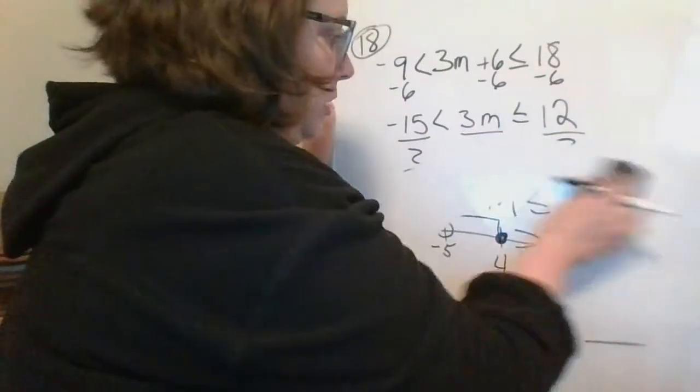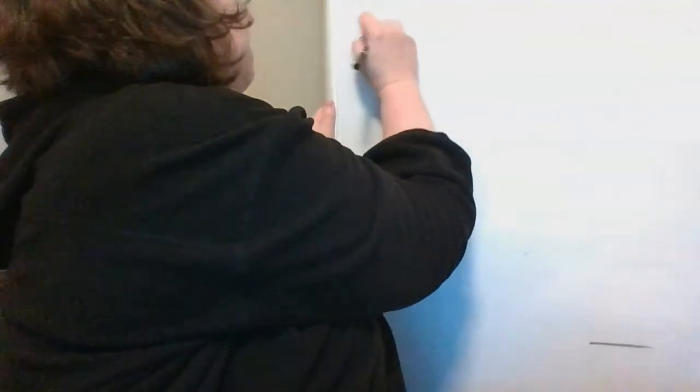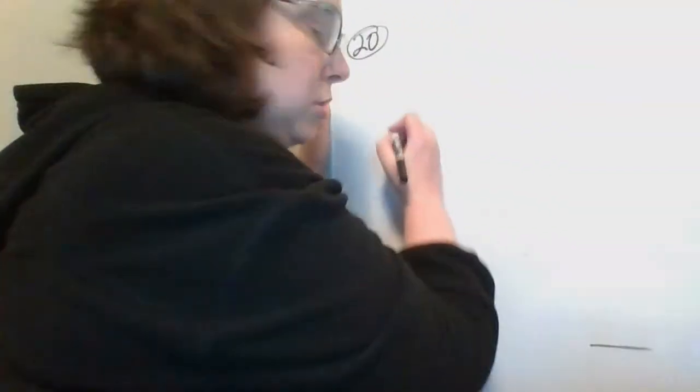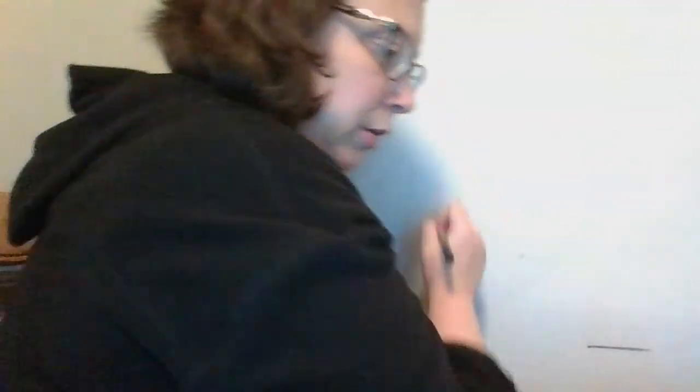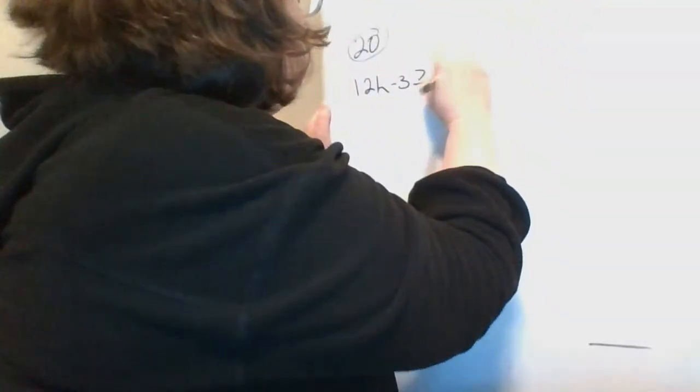Number 20 is an OR inequality. So we're going to have two inequalities to solve here. We have 12h minus 3 is greater than or equal to 15h plus 1, or 4z minus 6 is less than -10.